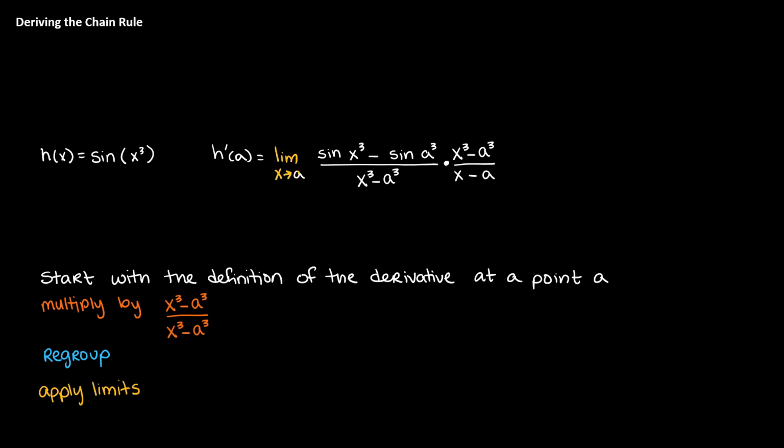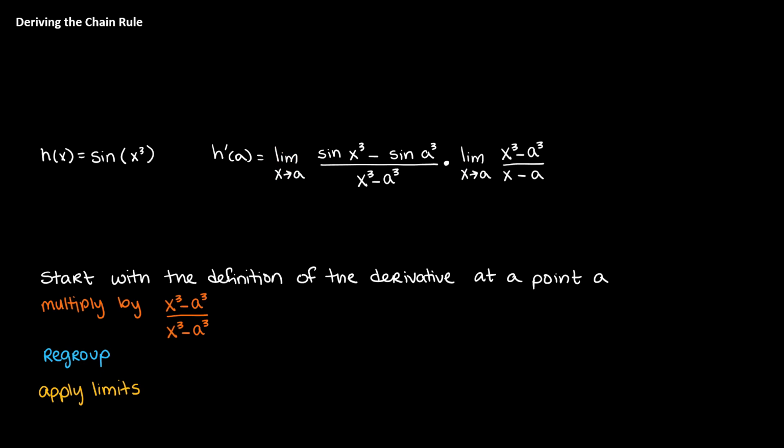Next, we're going to apply our limit laws. Right now we have one limit symbol, but we're taking the limit of a product, and our limit laws say that the limit of a product is the product of the limits. So each of our factors will get its own limit symbol.